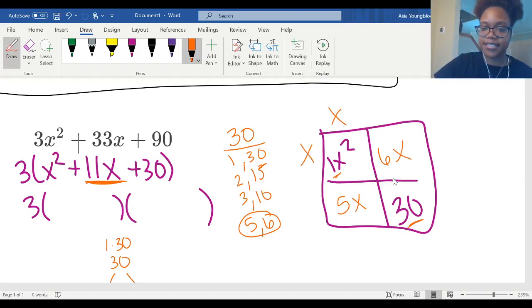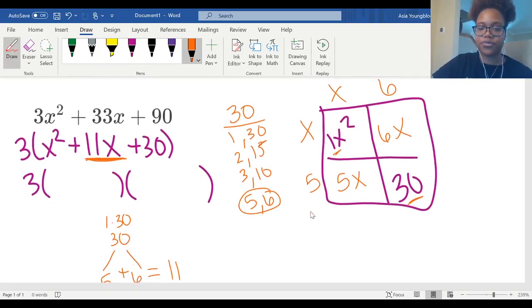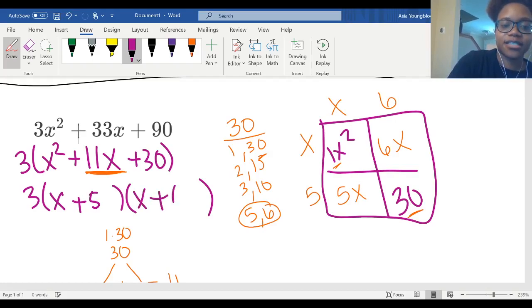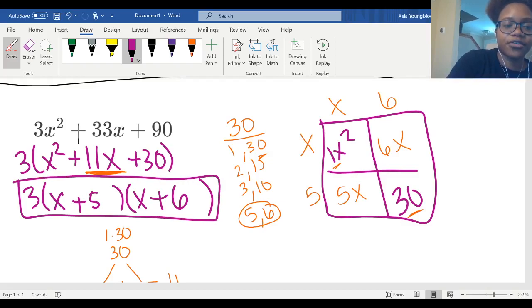X times 6 is 6x. X times 5 is 5x. 5 times 6 is 30. So again, we're just working backwards. So our final answer for this one is going to be x plus 5 times x plus 6. And you still have to make sure that that 3 remains in the front.